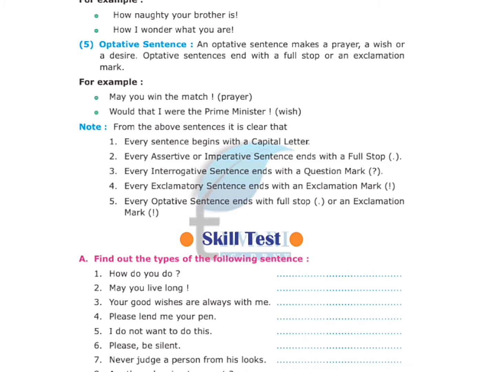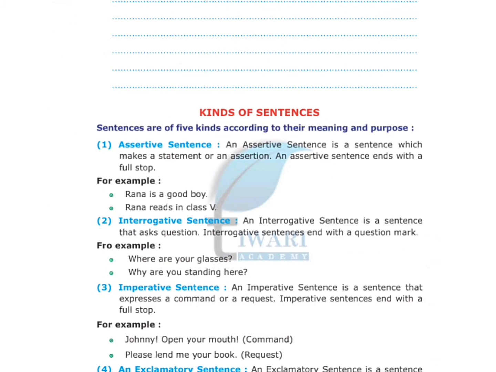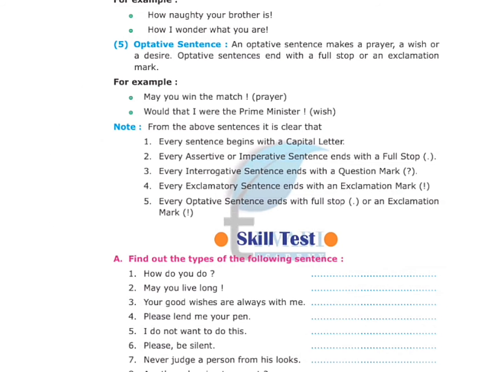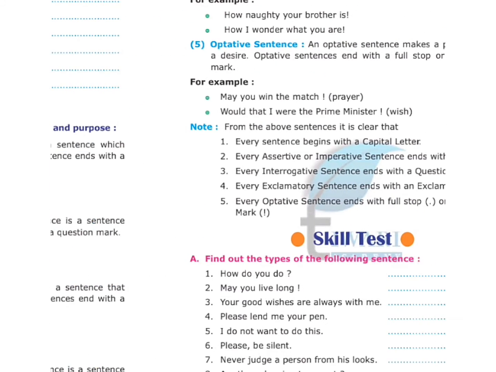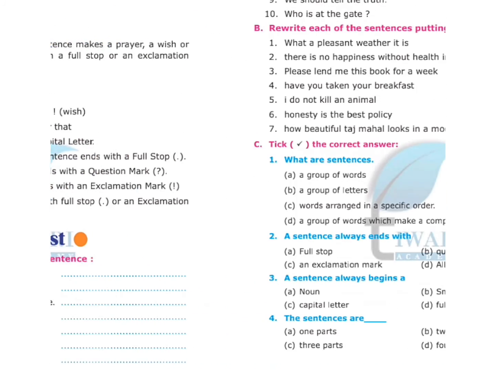"May you live long." Okay, so that is a prayer. "Your good wishes are always with me." Which sentence is this? Look at this one. You have to just write down which sentence it is, like operative, exclamatory, imperative, interrogative. Okay, you have to just sketch out these sentences, where they put exclamation mark, where they put question mark, like this. Then you have to do this work.